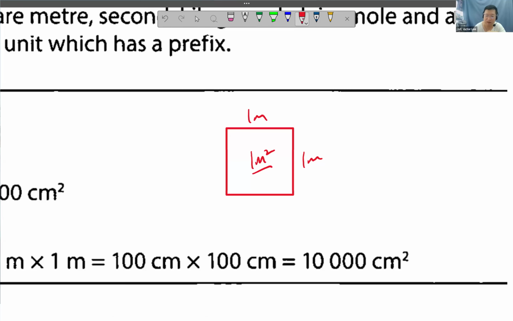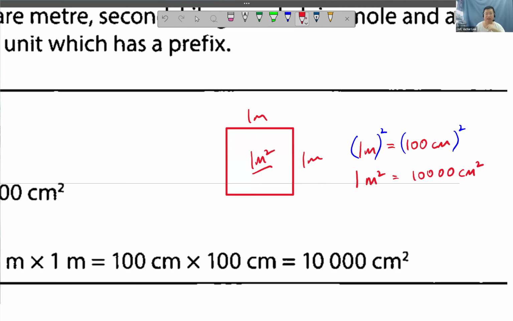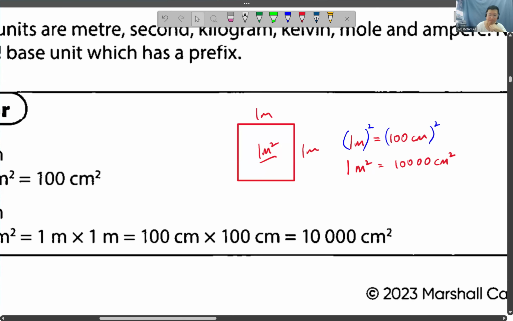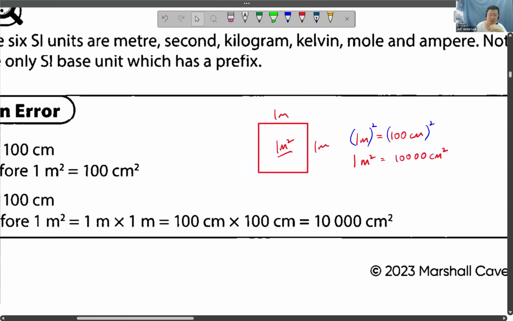Because 1 meter is equal to 100 cm, right? So 1 meter square, you do this. Look carefully at what I'm doing. I'm going to put a bracket, square, bracket, square. So I end up with 1 meter square. I square the 1, it's still 1, right? But this side becomes 10,000 cm square. See that? Yeah. Okay, must know that. All right. Okay, let's move on.